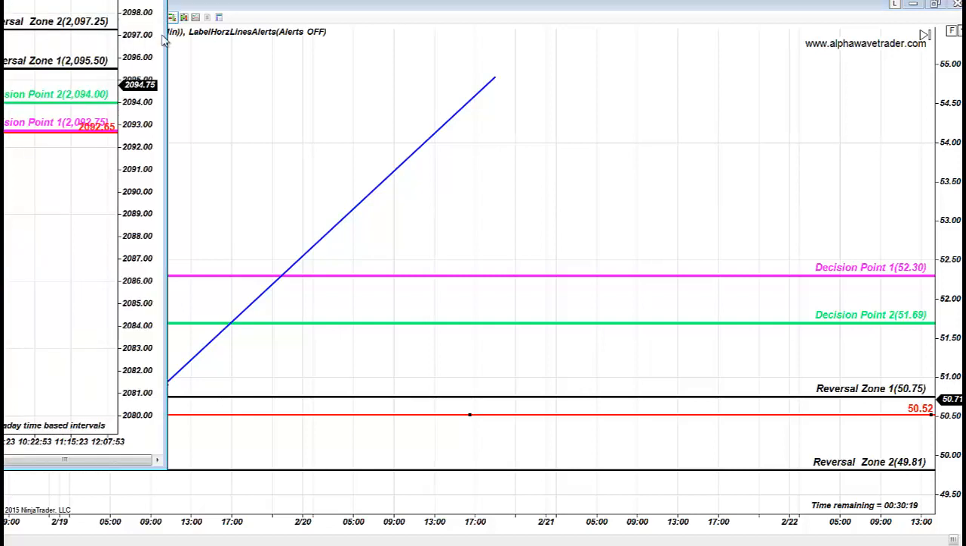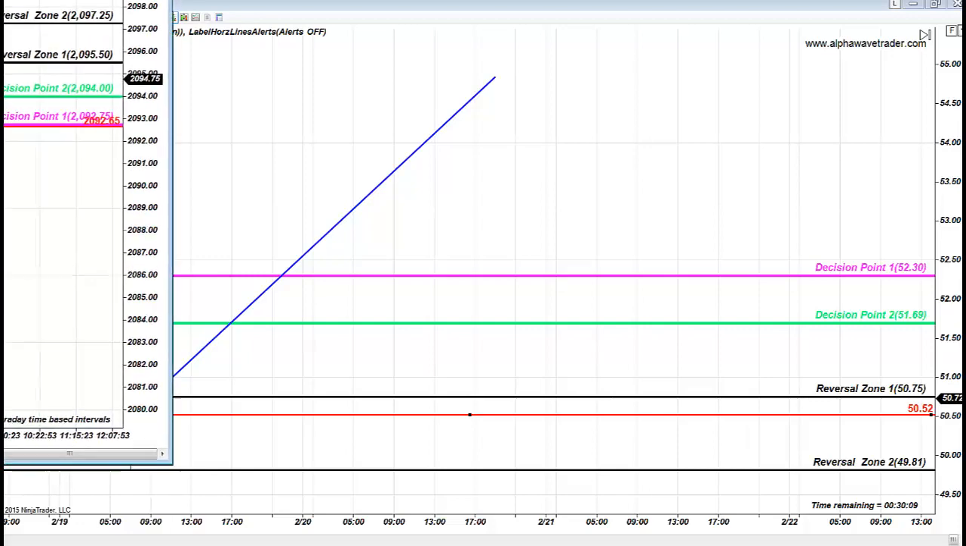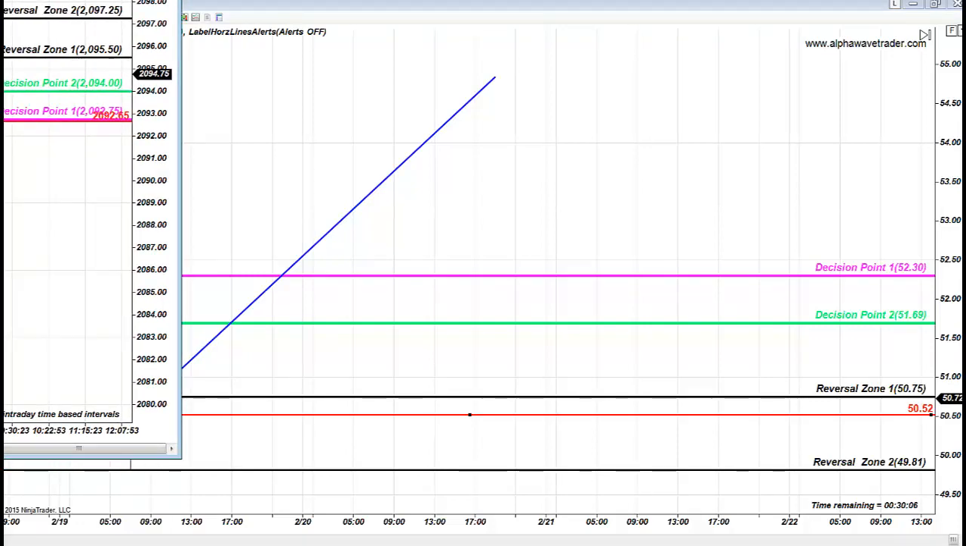And here is our trade on S&P. Our trade on S&P is almost 4 points later, from 2091.75, struggling to break through the reversal zone to the upside.